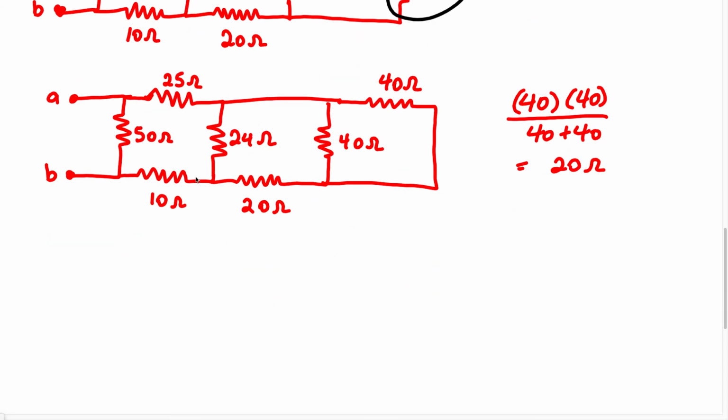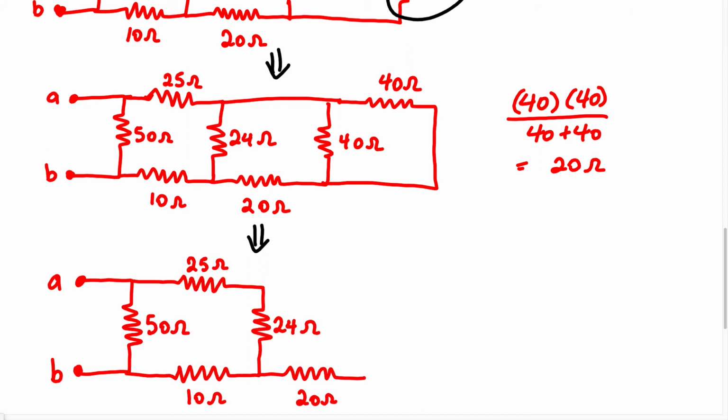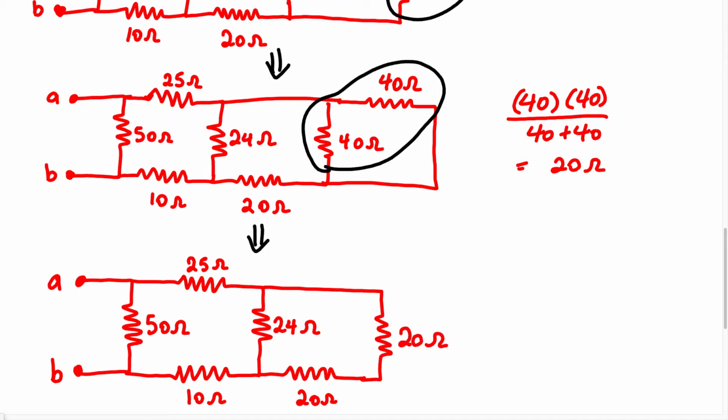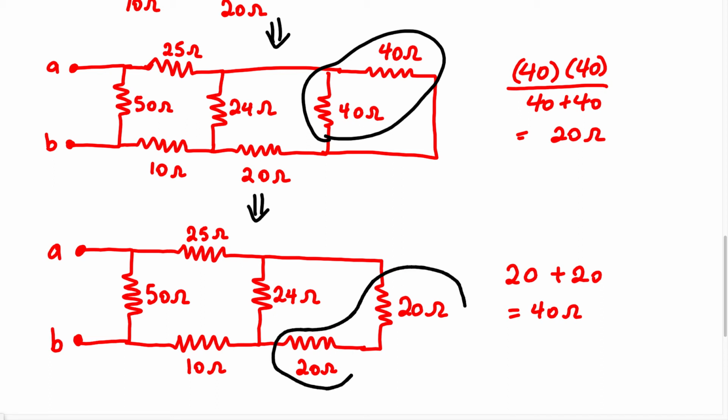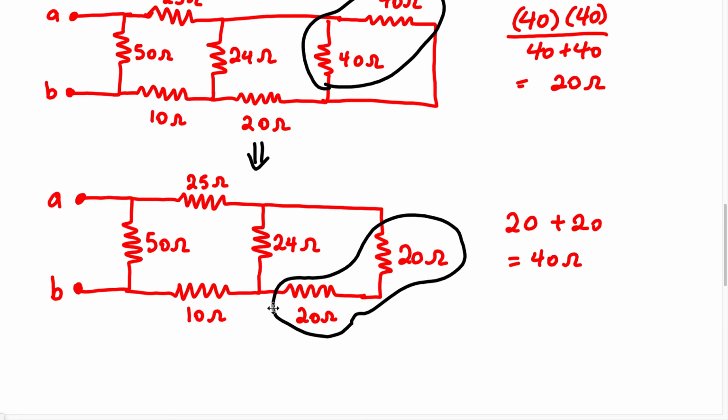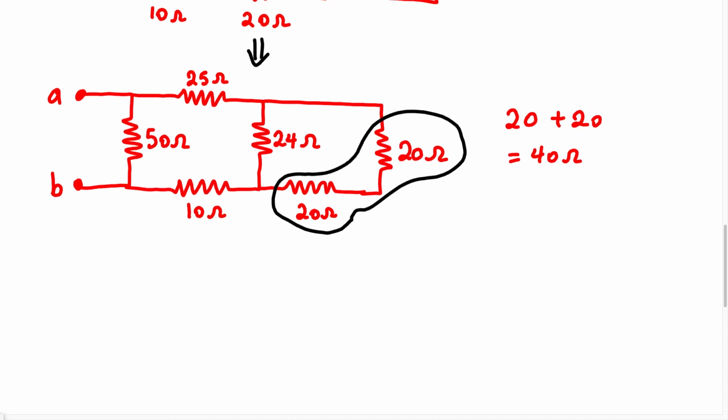All right, so let's redraw this circuit again. And we know these two resistors are going to give us 20 ohm. So we can just draw that right here. Now when we look at this, we have these two resistors that are in series. So we can say 20 plus 20. That's going to give us 40 ohm. So let's now redraw the circuit representing these equivalent resistances. We're almost there. I know this one is a long problem. We're almost there though. So let's redraw it.